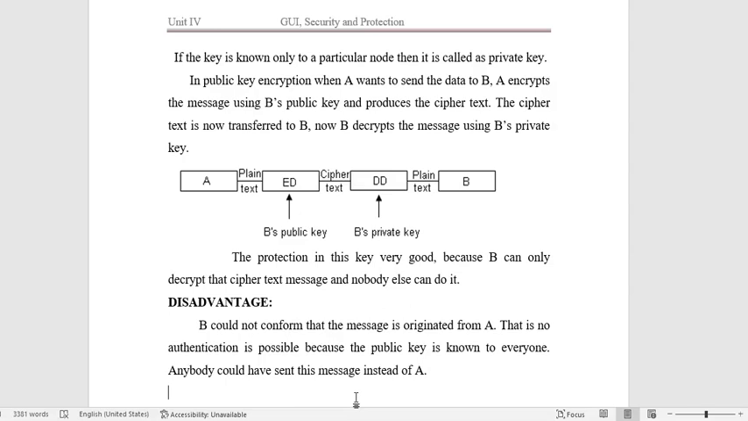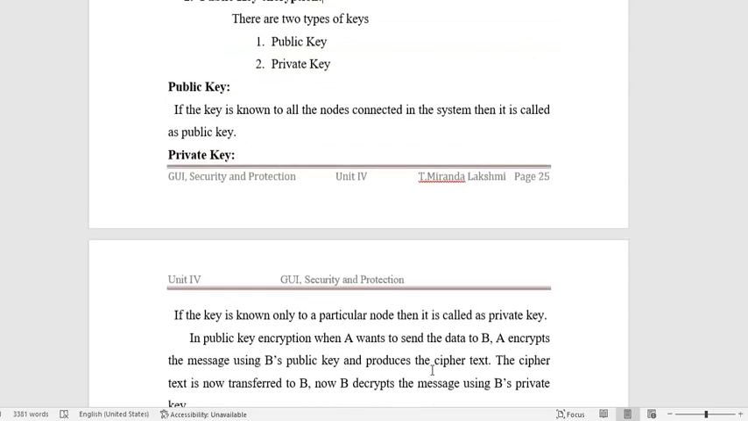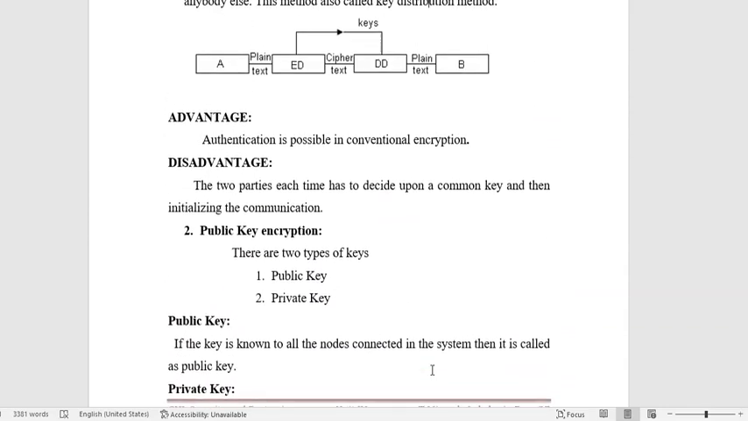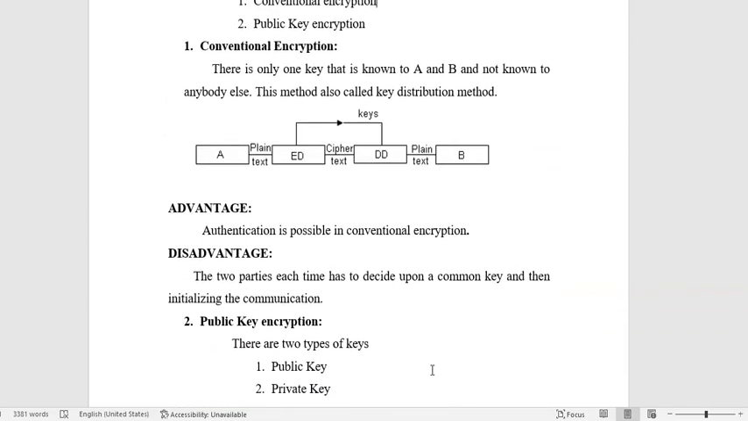That is, it can be secured information. The information can be secured and it can be decrypted only by the particular person. So that is the advantage of public key encryption. So these are the two encryption methods we have: conventional encryption and public key encryption. Thank you.